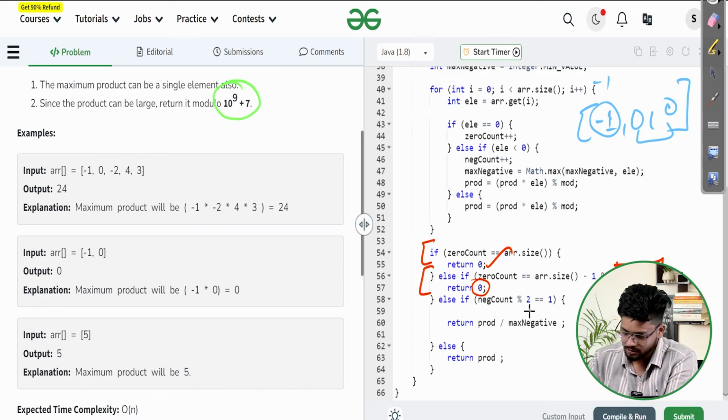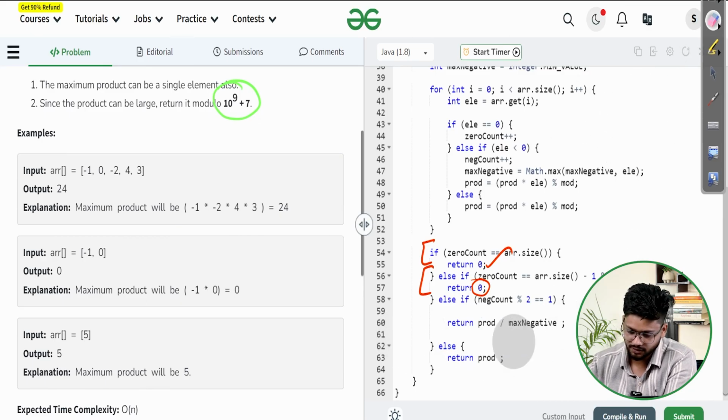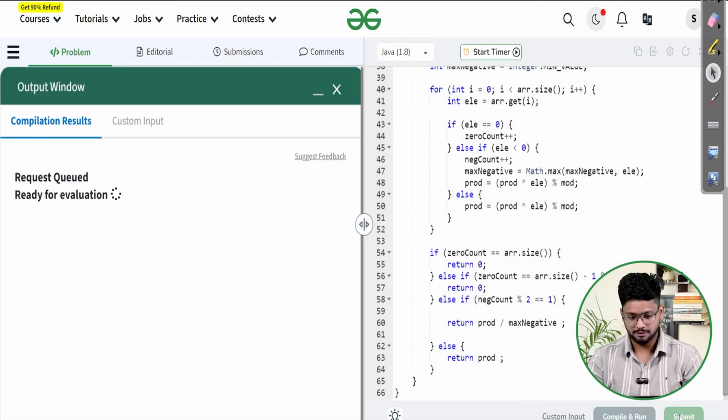If the negative count is an odd number, as we have already discussed, then we take the product and divide it by max negative. So we are just removing that part. And if this is not a base case, then we have to return the product as well. So I think it is very clear to everyone what we are doing in this question. Okay, let's try to run this. Okay, let's try to submit it.